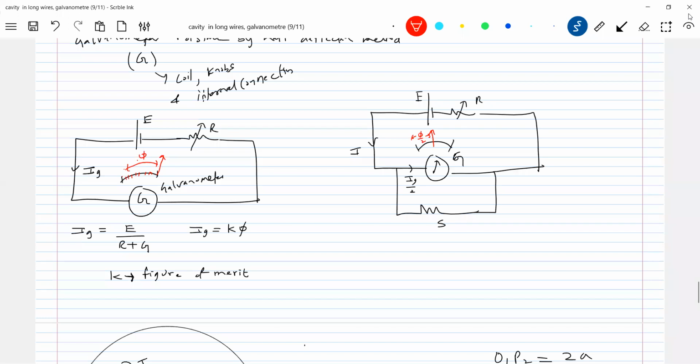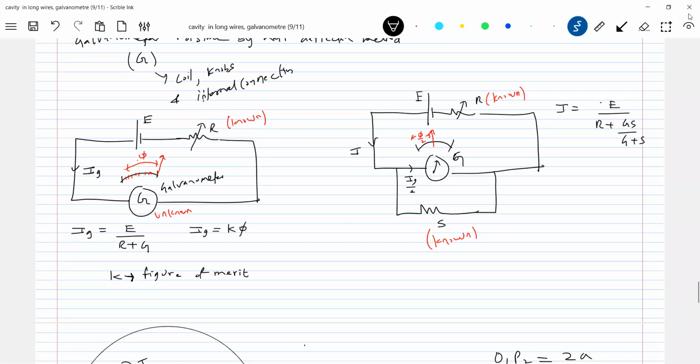Now I know all the things. I know R, it's a known thing. S is also a known thing. This is also a known thing. Which is unknown? This one is unknown. How to find that out? What is I equal to? See, just simple KCL, KVL. What is I equal to? Total E over R plus this two are parallel, no? GS by G plus S.